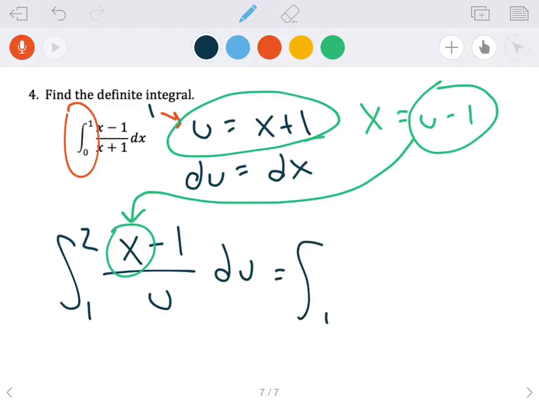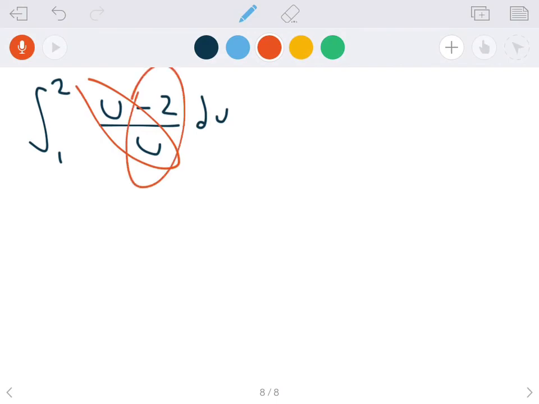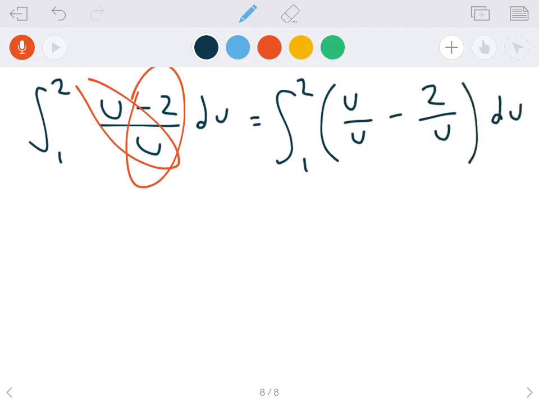So when I do that, I'll get the integral from 1 to 2 of u minus 1, my minus 1 here still there, over u du. This is the integral from 1 to 2 of u minus 2 over u du. And now I can split this up into two fractions. I can do this fraction minus this fraction. So this is equal to the integral from 1 to 2 of u over u minus 2 over u du. The integral of 1 minus 2 over u du.